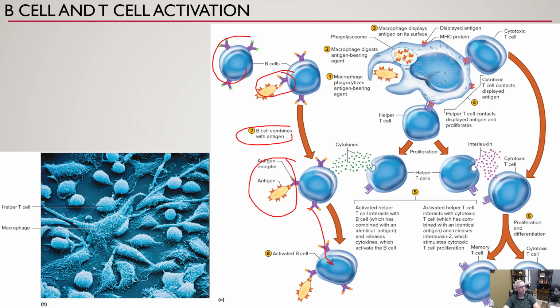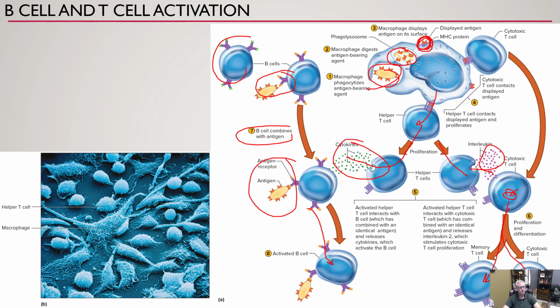But on the T cell side, remember, we have to engulf that virus, with receptor-mediated endocytosis. We form that lysosome, or that phagosome, and then we put that displayed antigen on the surface with the MHC protein. Then our cytotoxic T cells come in, and we have those helper T cells that are going to proliferate and release those cytokines. And then we have our interleukins. We create these cytotoxic T cells, and we're also going to produce memory cells for future cytotoxic T cells as well.